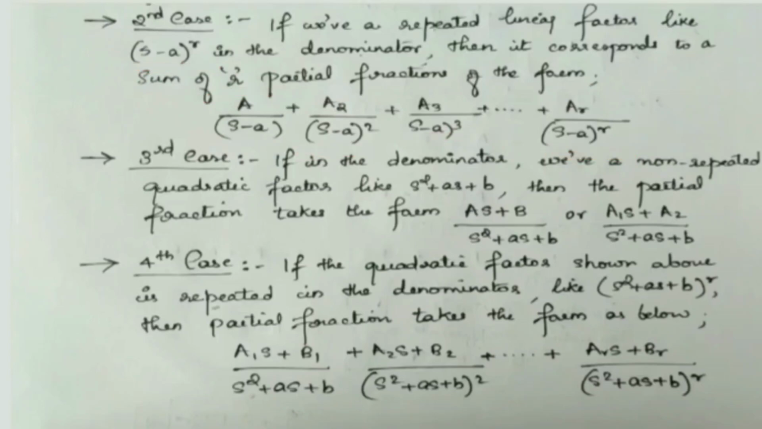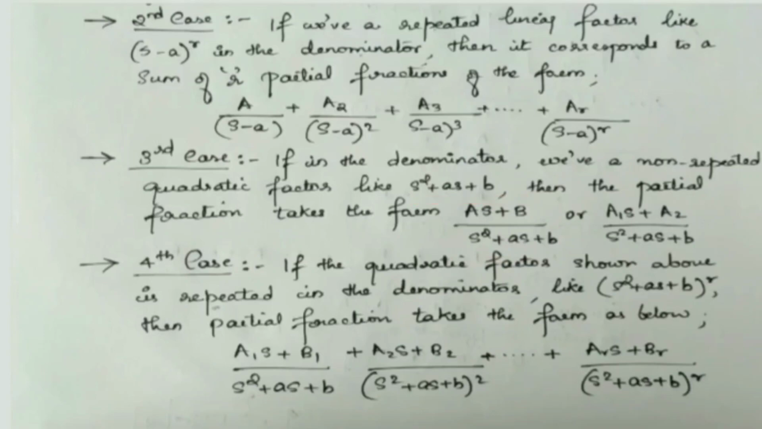Now, what if we have a non-repeated quadratic factor like s square plus as plus b in the denominator? Then the partial fraction corresponds to the form As plus B by s square plus as plus b, or A1 s plus A2 by s square plus as plus b. Here A, B, A1, A2, all these are constants.